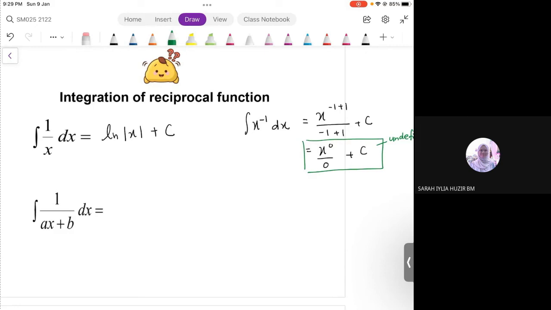If we have 1 over ax plus b, linear kat bawah tu. Okay, so what happened here? You still get ln. So open a modulus, copy back the function. So we have ln of ax plus b. But we have to divide by a. Mana datang a? You have to differentiate what's inside the bracket plus c. Kita terus buat example lah, lagi senang nak faham.